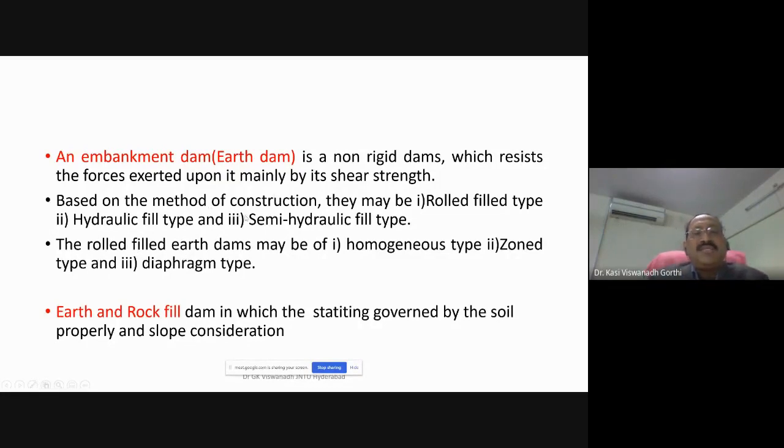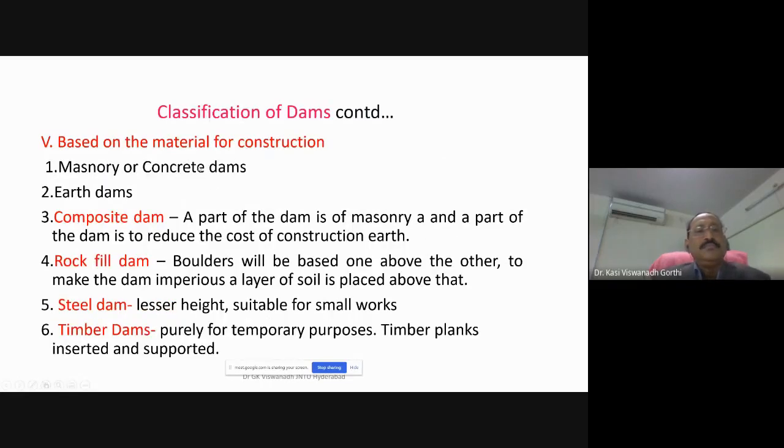Based on the method of construction, these earth dams are classified like rolled fill type, hydraulic fill type, semi-hydraulic fill type, and so on. The rolled fill earth dams may be once again homogeneous and zoned type or diaphragm type. We will see once again clearly as we discuss the earth dams in particular. Based on the material used for the construction, dams are classified like a concrete dam, earth dam, or a composite dam.